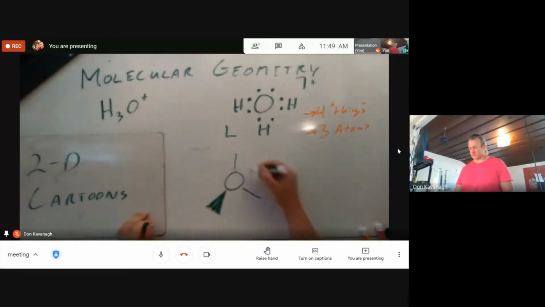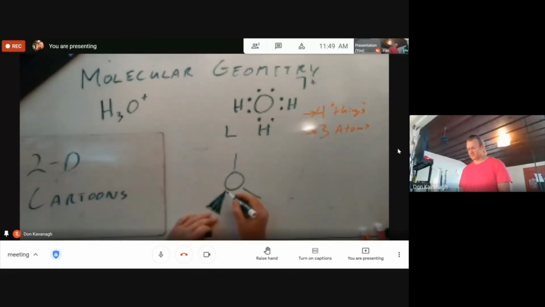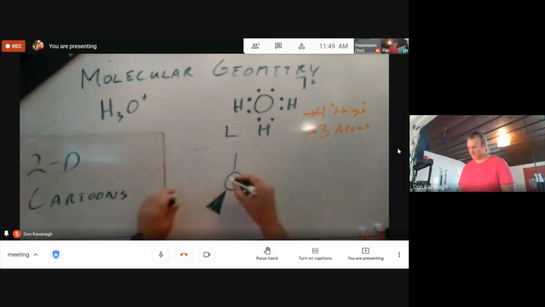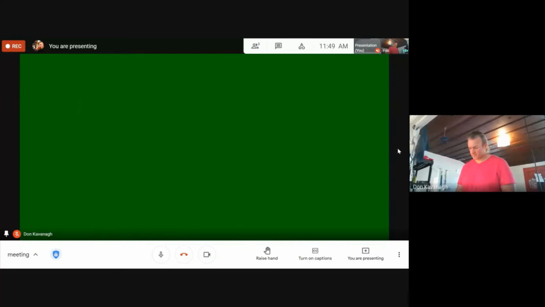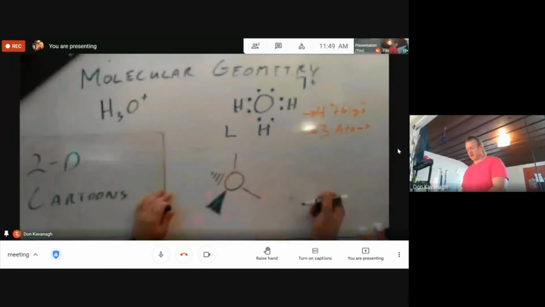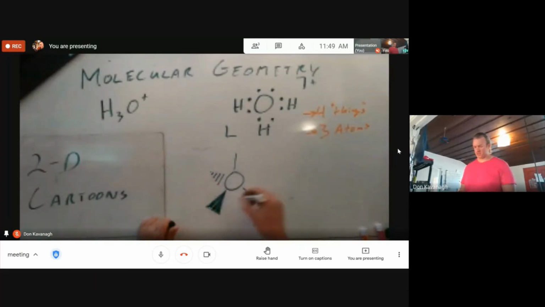2 of those things are in the plane of the board here, so they're just solid, straight lines. This thing is coming out of the board at you, so I have it drawn like a single point perspective. And then there's a 4th thing going into the board, away from you, so I have a wedge going away from you right there. So here are 4 things surrounding that central atom, oxygen.